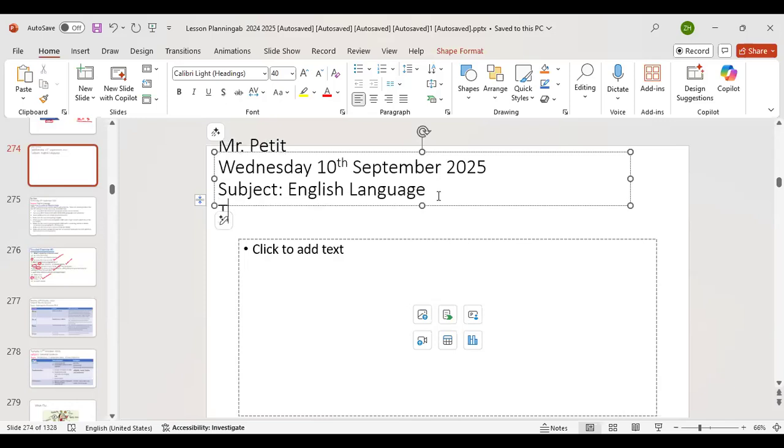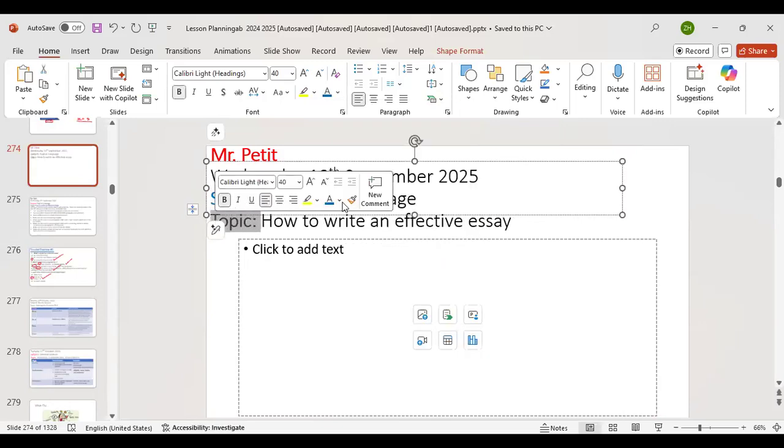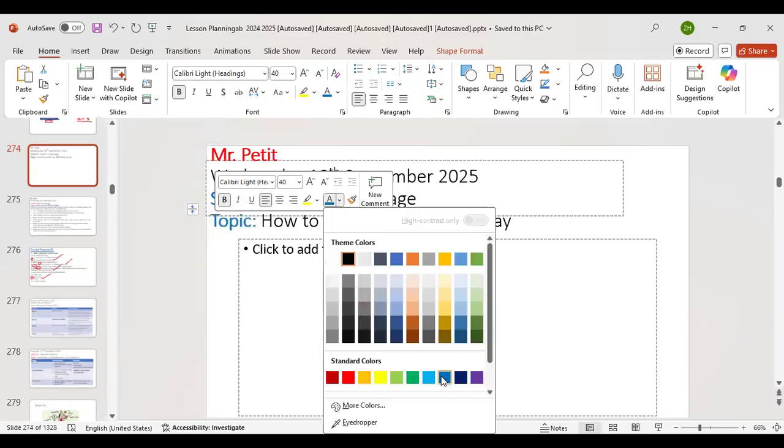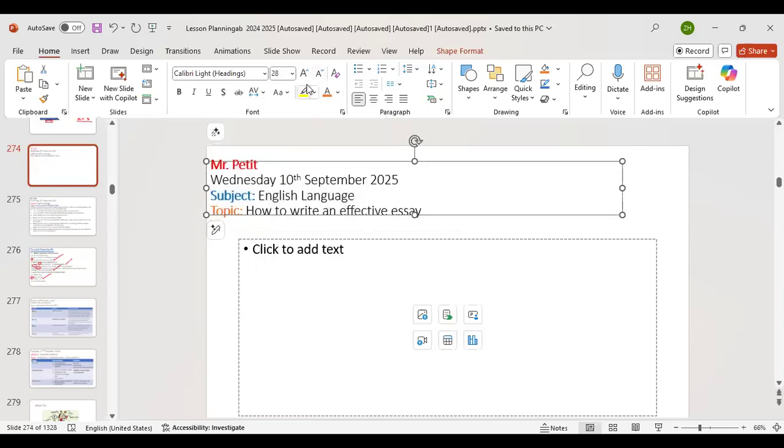And the topic is how to write an effective essay. What things do you have to keep in mind to write an effective essay? We talked about how to write an effective introduction before, right? And what are some things that we said you need in order to make your introduction stellar? A hook, background information, and a thesis statement. Very good.